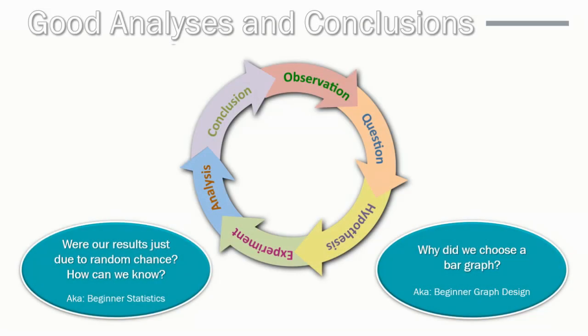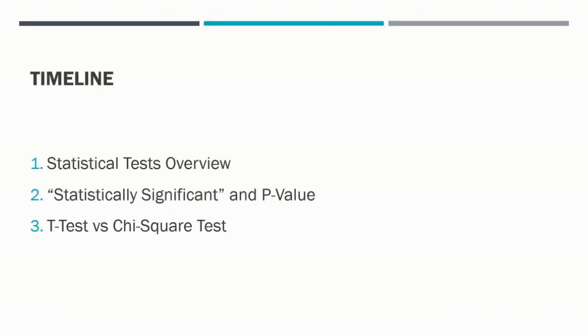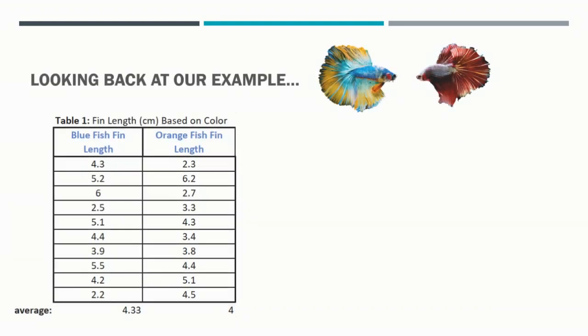Awesome choice! Let's dive into some introductory data and analysis together, also known as statistics. Here's our timeline moving through this discussion. We're going to start with a statistical test overview, and then talk about what significance and p-values mean, and then we're going to end with going over two specific tests that you're expected to know about for Life 102 biology, okay? So let's go ahead and get started with the statistical tests overview.